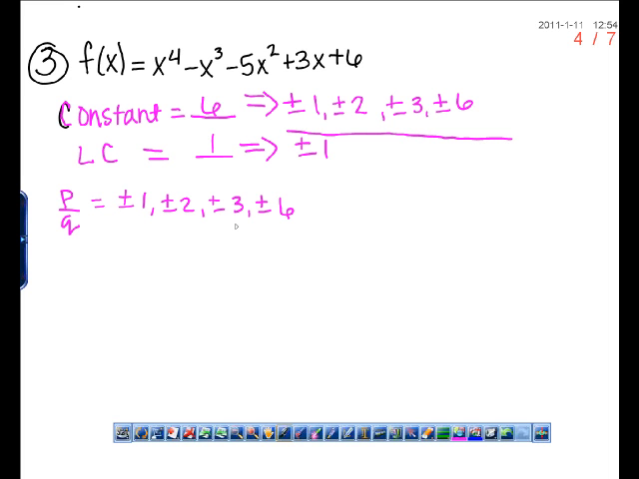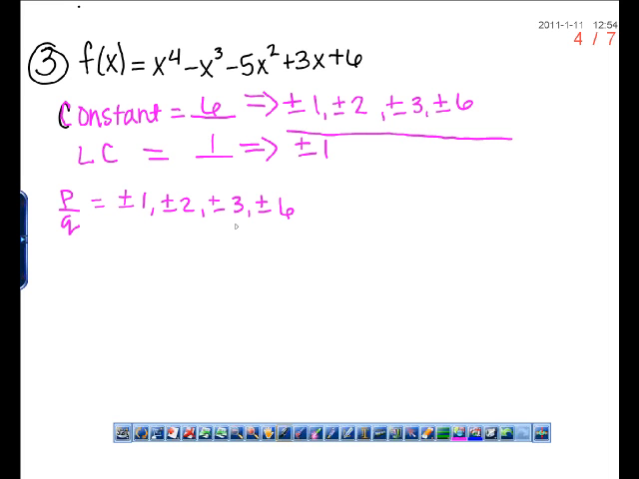It's a quartic, so what does that mean is the maximum number of roots we could have? 3. Oh, wait, no. 4. Sorry, maximum number of turns is 3. Okay, maximum number of roots would be 4. In fact, I shouldn't really say maximum number of roots. I should say there are 4 roots.